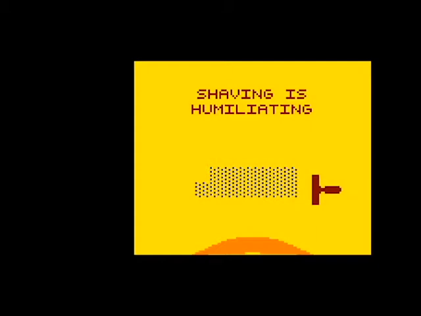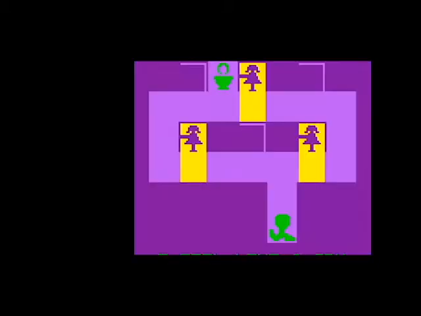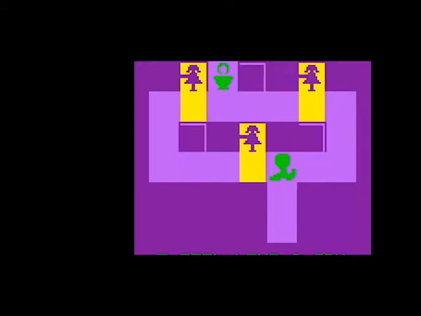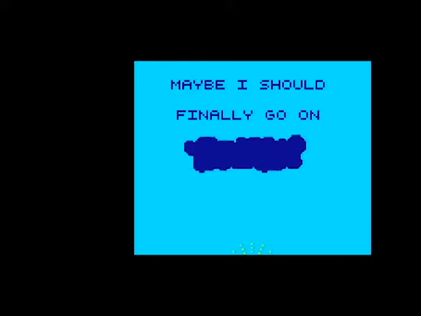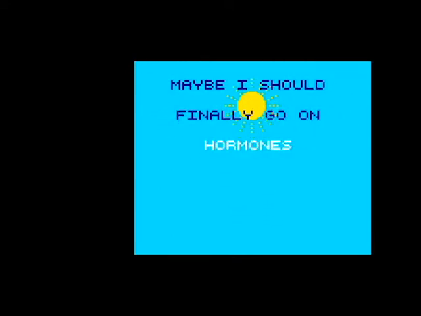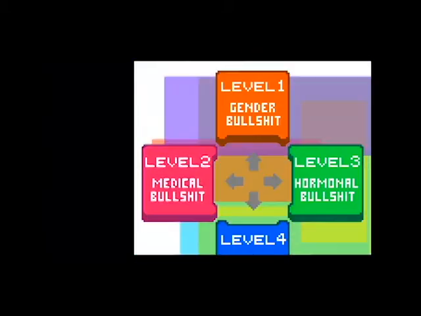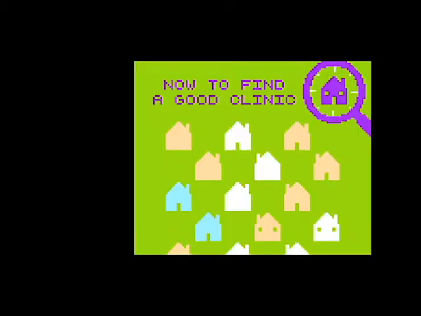So as you can see here in this mini game, the developer is getting misgendered by strangers on the street. And this is another one where the previous one was the author, or the creator, doing something as simple as shaving. So they're experiencing dysphoria, and this is the creator's decision to go on hormone replacement therapy. So that's the end of level 1. Level 2, medical bullshit.